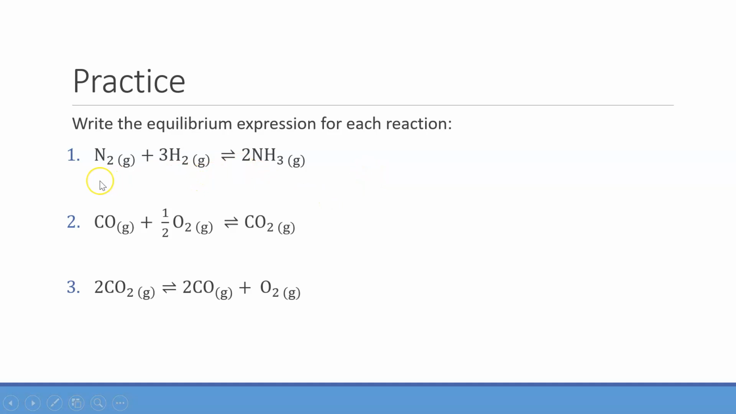So let's do some practice here. So we have N2 and 3H2 going to 2NH3, CO and half O2 going to CO2, and 2CO2 going to 2CO and O2. So if you'd like, pause, write down your equilibrium expressions, and then let's see if we are correct.